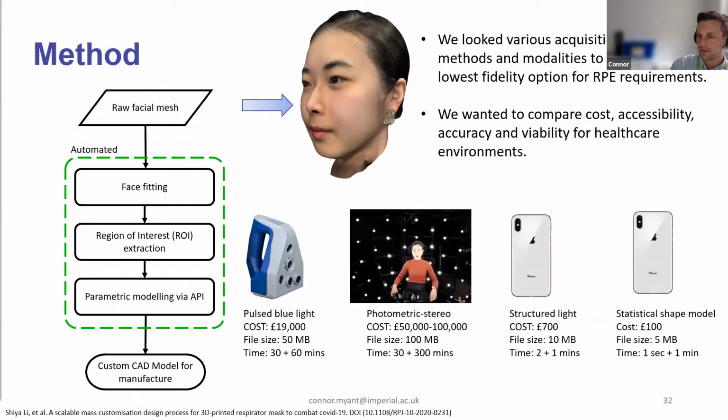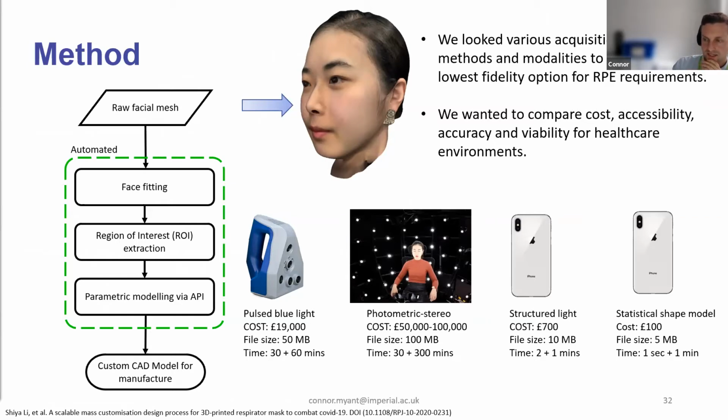So the first one is this pulsed blue light handheld scanner, and this is a very high resolution, highly accurate process of scanning a 3D object. But this equipment costs around about £20,000. It takes quite a while to scan an object, even just a relatively small object like your face. And actually there's a lot of post-processing time afterwards.